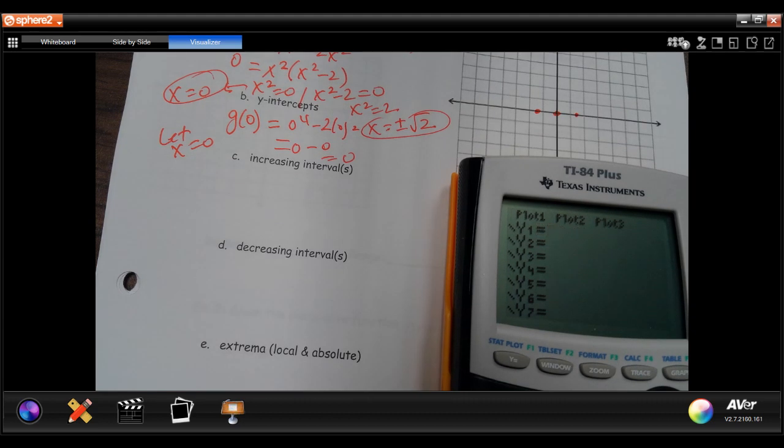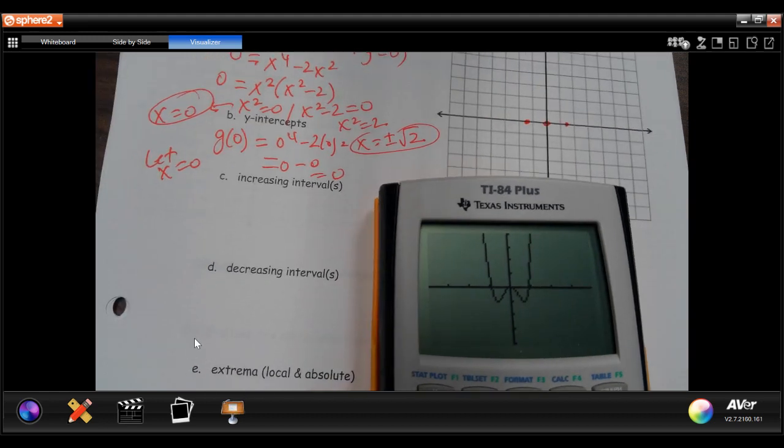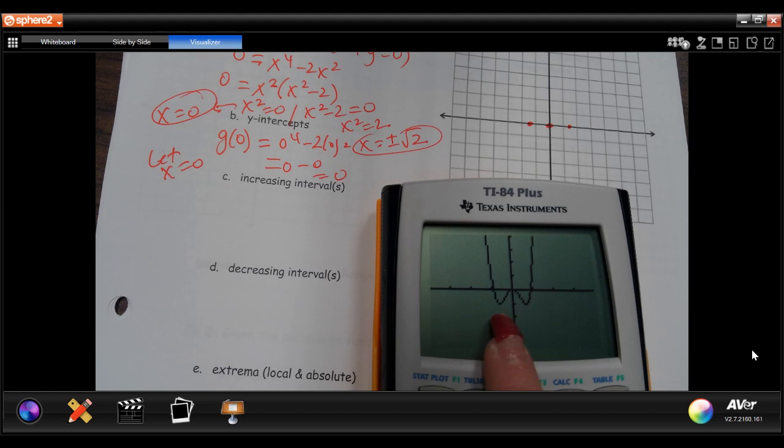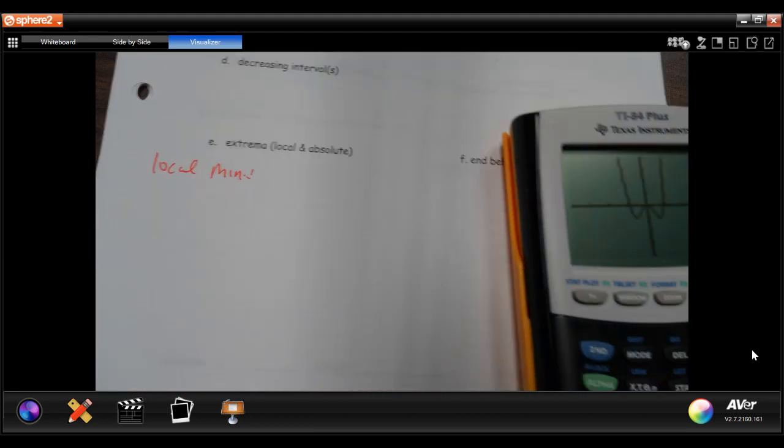So I'm going to put in x to the 4th minus 2x squared, graph. Okay, so what I have here is I have 2 local minimums. I got a local maximum there. So let's say we want to do the local mins. So this is the local extrema.